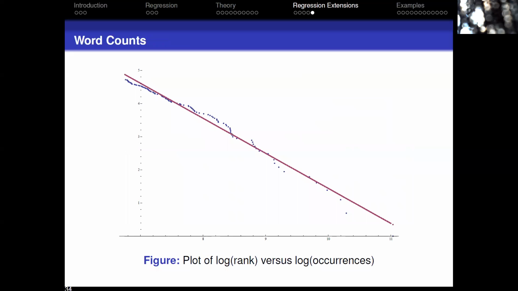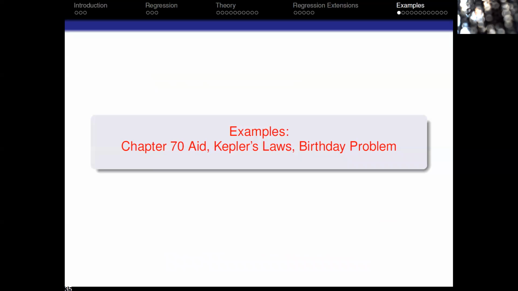If you do a log-log plot, however, amazingly, you still get something that looks pretty linear. So I want to end with a few examples, and then we will have the competition versus section 1.